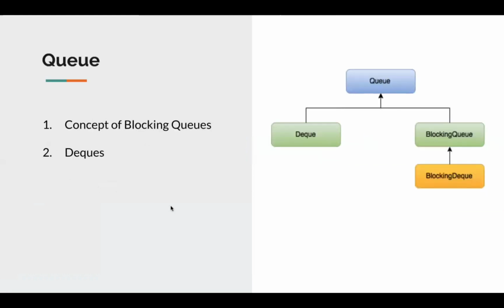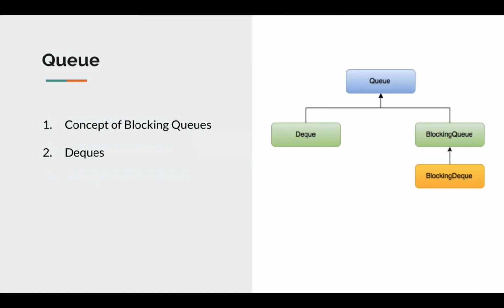Let's come to the queues. The queues have majorly two implementation classes: deques and blocking queues. The blocking queues may sound very fancy and very new, but that's another name for synchronized queues. The name blocking queue came from the standard producer-consumer problem of semaphores. What happens majorly is that whenever the queuing operation is taking place, the dequeuing operation is put on hold or put on block.